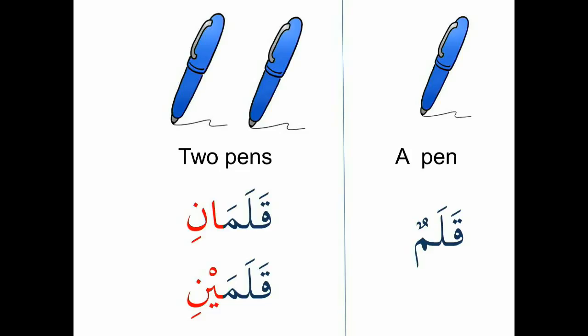Now, what does qalamani mean? It means 2 pens. What's 1 pen? Qalamun. What's 2 pens? Qalamani. What does qalamaini mean? 2 pens. So qalamani means 2 pens and qalamaini means 2 pens. Okay, so far? Nothing to understand. I just told you that 2 pens is qalamani and qalamaini. That's all I said so far.